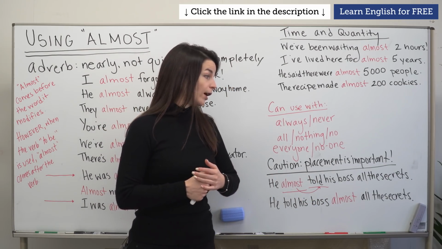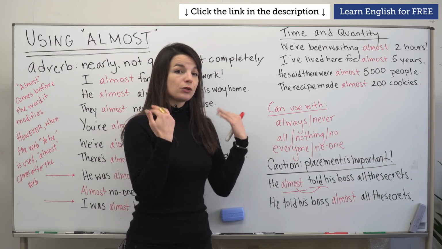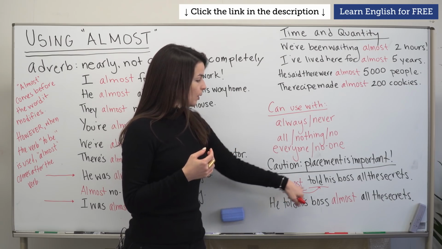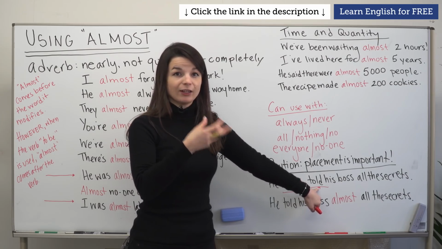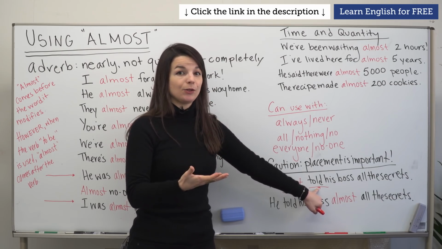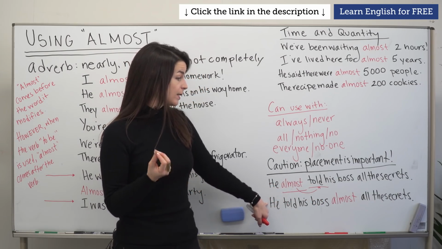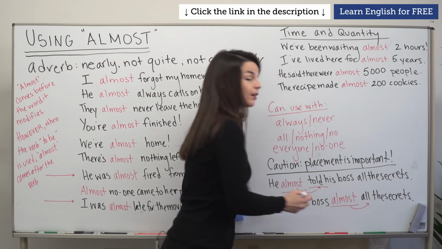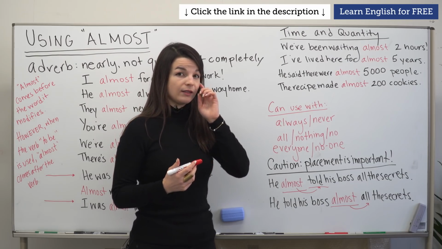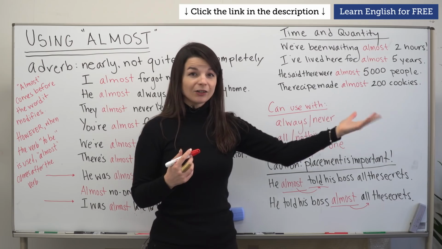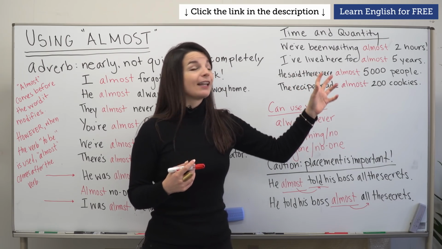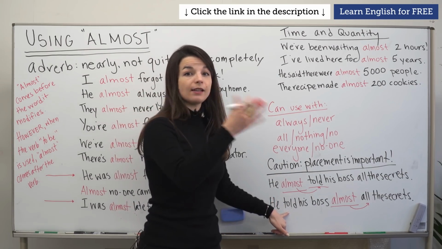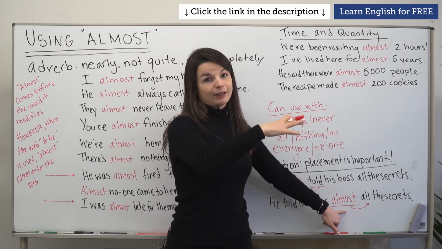He almost told his boss all the secrets, meaning he very nearly told his boss all the secrets, but he did not. So here, almost modifies this verb, told, meaning the action itself. He almost did this action, but he did not do the action. In this sentence, however, he told his boss almost all the secrets. Almost, because of its positioning, is modifying the word all. He told his boss almost all the secrets, meaning he told his boss very nearly everything, all of the secrets. So maybe like 90 to 95% of the secrets he told his boss. So the action happened. He did tell his boss, but he didn't tell everything in this case.